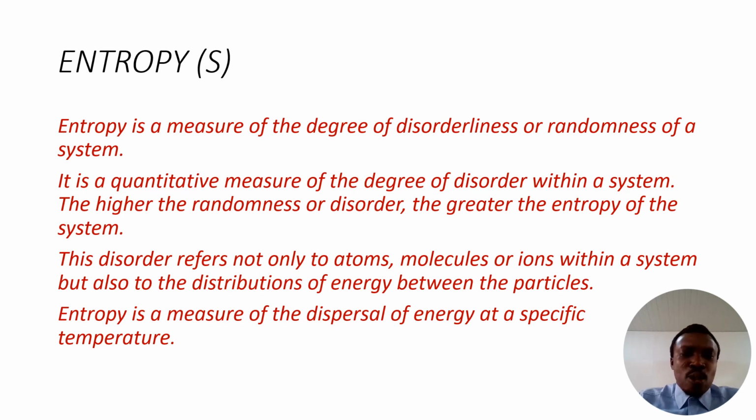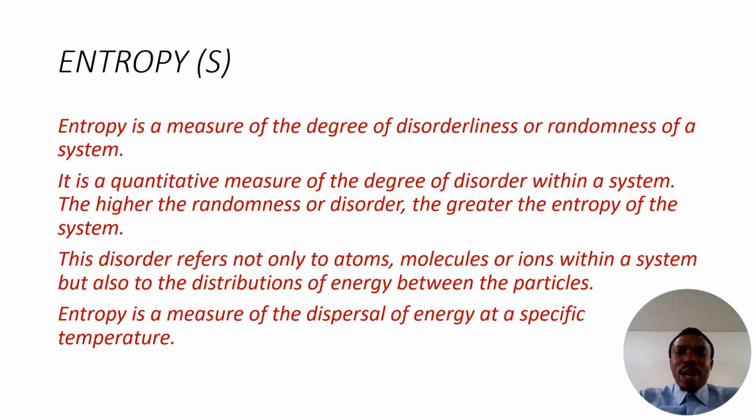It can also be defined as a quantitative measure of the degree of disorder within a system. So the higher the randomness or disorder, the greater the entropy of the system. The lower the randomness or disorder, the lower the entropy of the system. This disorder refers not only to atoms, molecules, or ions within a system, but also to the distribution of energy between particles. When energy is distributed between particles, what happens? It results in disorderliness or randomness.